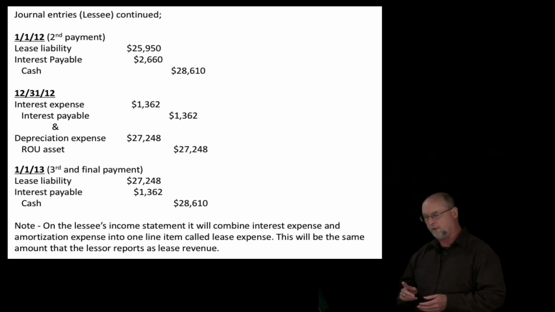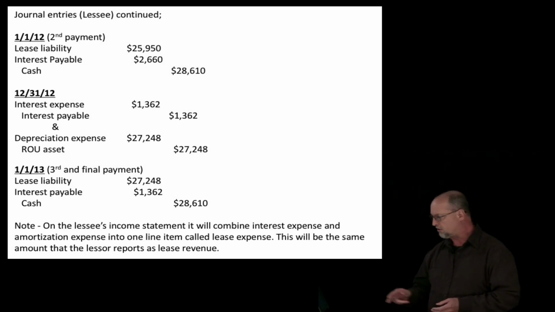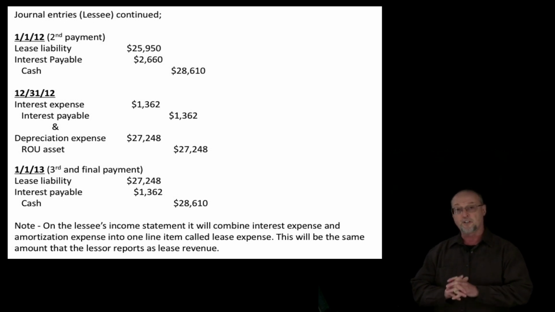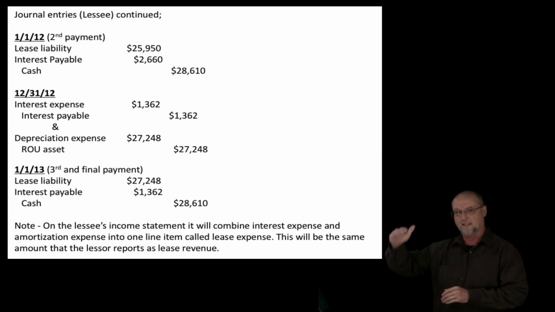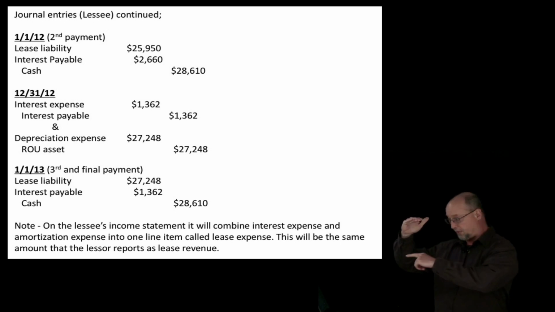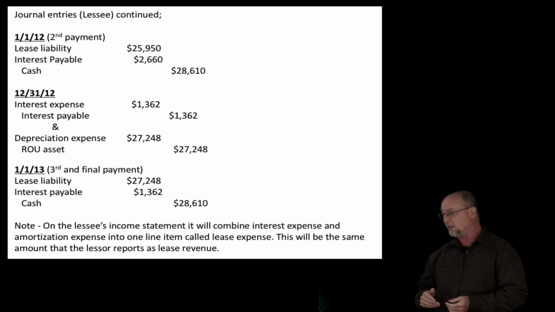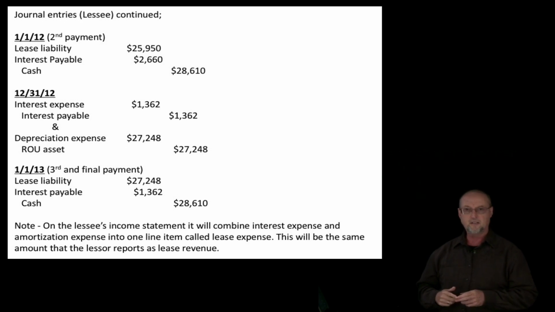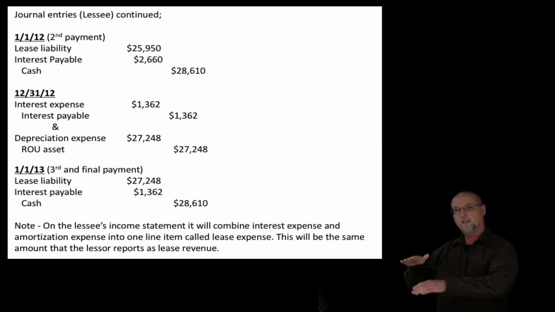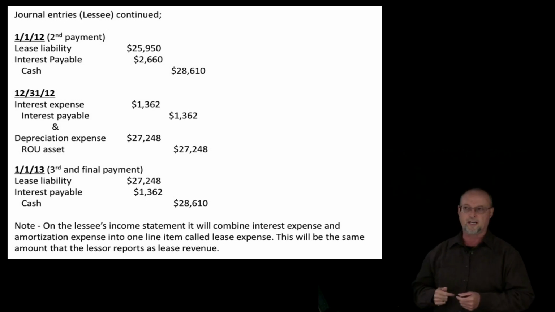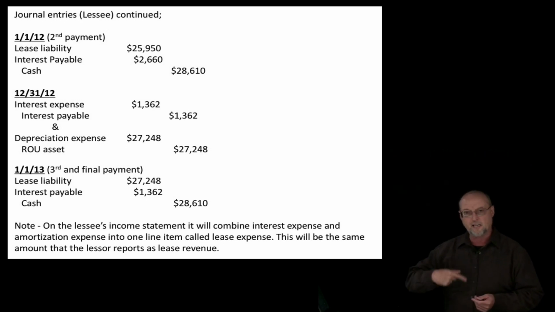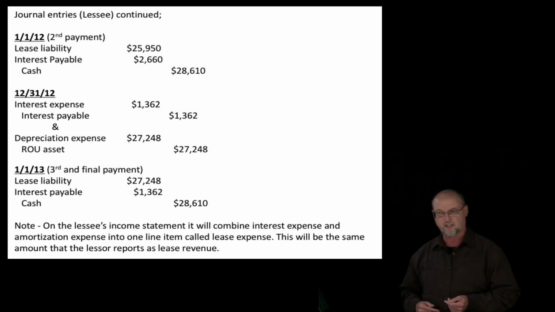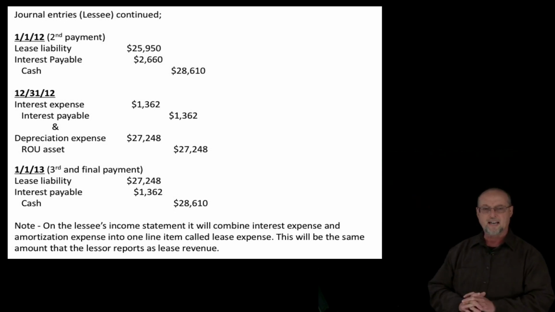In the following year, if you look at the amortization table, you'll see how we calculate interest expense of $1362. For the depreciation at the end of year two, we're going to take the lease payment minus interest expense of $1362, and that's going to give us depreciation of $27,248. Debit depreciation or amortization expense, credit ROU asset, or accumulated depreciation, either one. And then at the beginning of year three, we make our final lease payment of $28,610, and there's the journal entry.